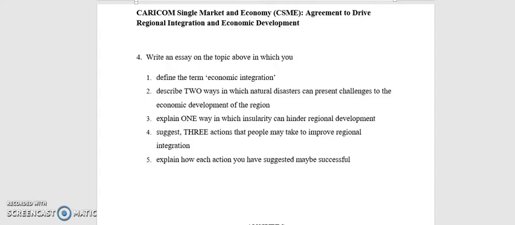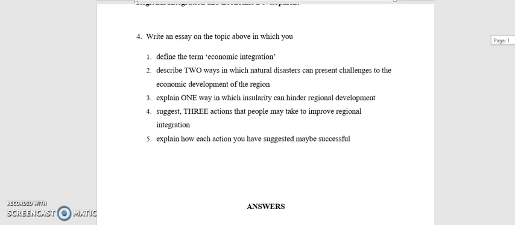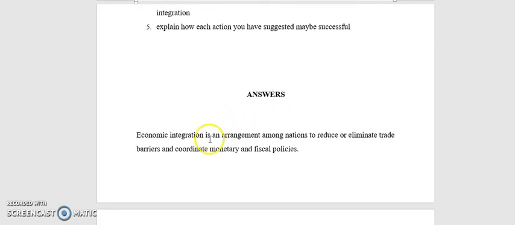Okay, let me hear your answers. Okay, very good. Yes, all right. And do you want to hear my answer now? All right, let's just see what I have. Economic integration is an arrangement among nations to reduce or eliminate trade barriers and to coordinate monetary and fiscal policies. So we are all correct. Give yourself a clap. Very good. And if you notice, I started my answer in a complete sentence. Very, very good.